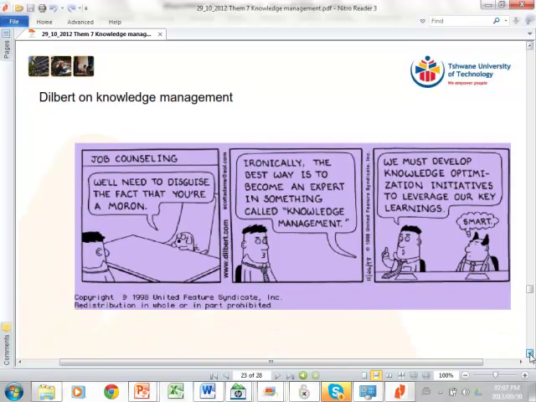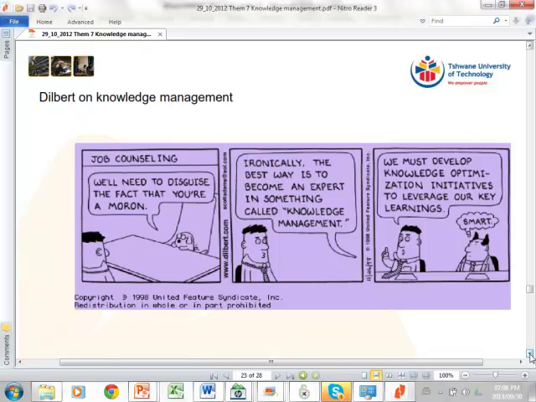Oh, we have to have Dilbert on knowledge management. So Dogbert says, we'll need to disguise the fact that you're a moron. And then Dogbert says, ironically, the best way is to become an expert in something called knowledge management. And so the dumb employee says, we must develop knowledge optimization initiatives to leverage our key learning. And the pointy-head boss thinks, smart.